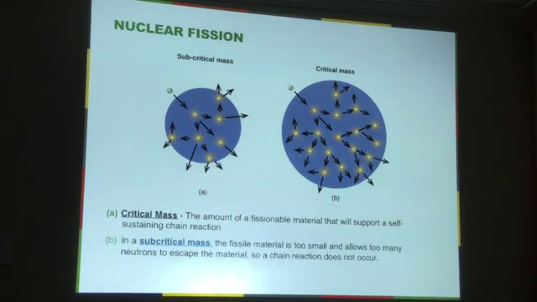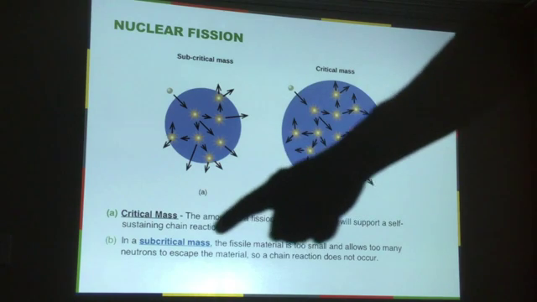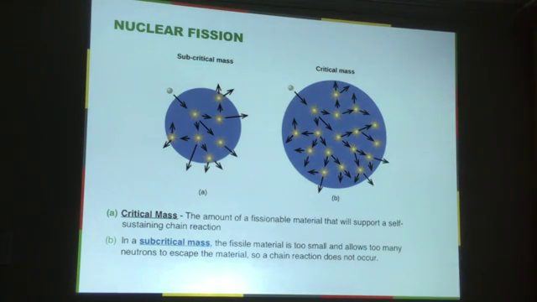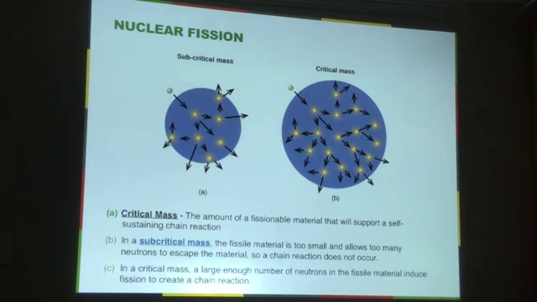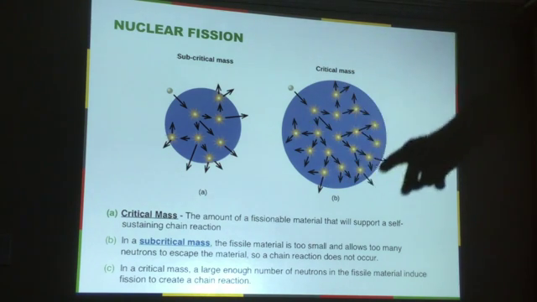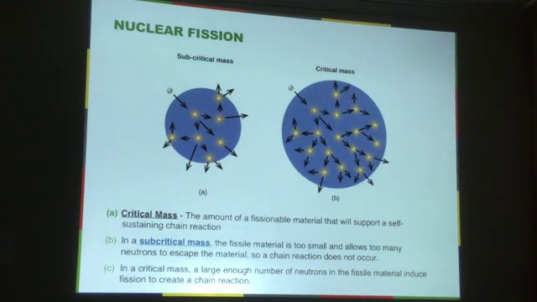So section A here shows the subcritical mass, where the fissile material is too small and allows too many neutrons to escape without striking U-235 nuclei. But the other diagram shows a mass that's sufficient to allow for the continued reaction of neutrons with other U-235 molecules.